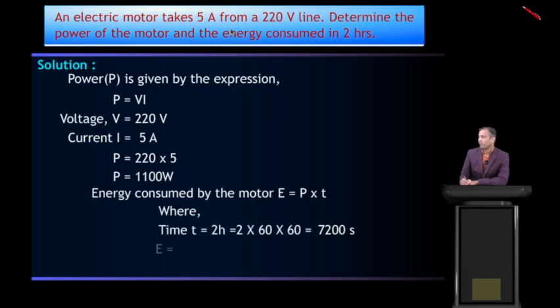Now we have to convert 2 hours into second, so multiply 60 into 60. So this is again 7200 second. So from here we can find the energy, 1100 into 7200.